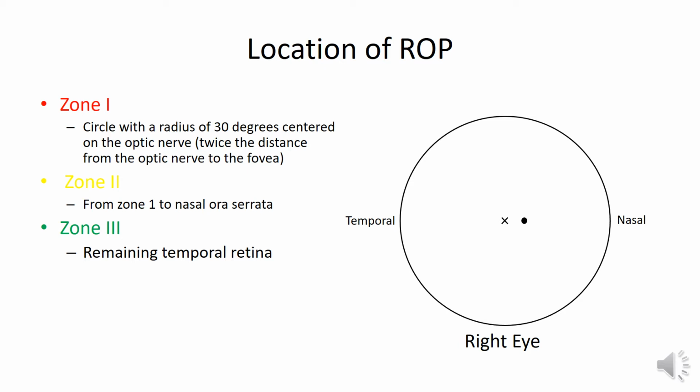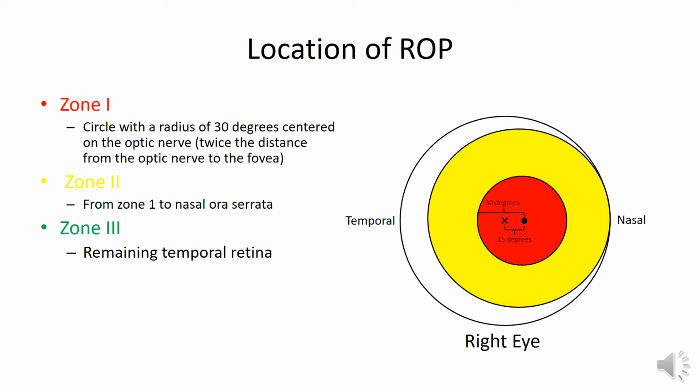Zone 1 is defined as a circle with a radius of 30 degrees centered on the optic nerve. The distance from the optic nerve to the fovea is 15 degrees, and twice this distance will give us Zone 1, which is shown here in red. Zone 2 extends from Zone 1 to the nasal ora serrata, and Zone 3 extends to the temporal retina.